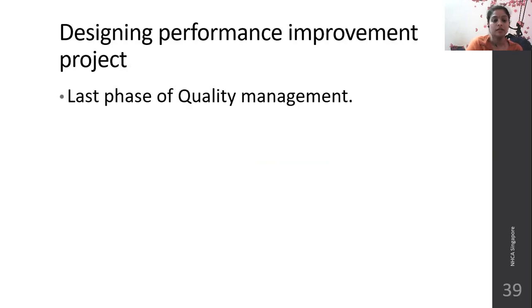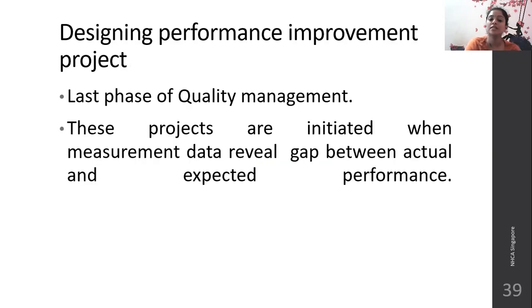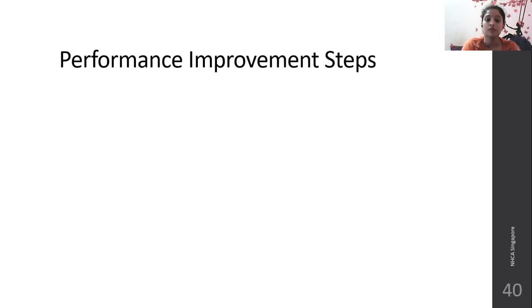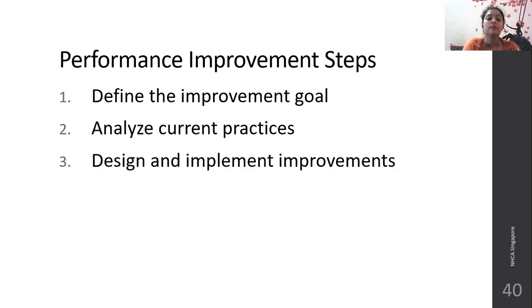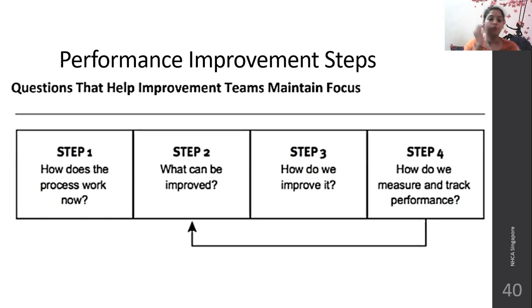Designing a performance improvement project, the last phase of quality management. These projects are initiated when measurement data reveal a gap between actual and expected performance. So the steps are: define the improvement goal, set the goal first, then analyze the current practices, that is, measure, design and implement improvements. When you measure, you find some gap, then you have to fill up that gap while implementing the improvements, and then measure the success. After doing the improvement actions, you have to check if it was working or not. If it was successful, measure the success and continue the improvement process. This is how the performance improvement steps work.